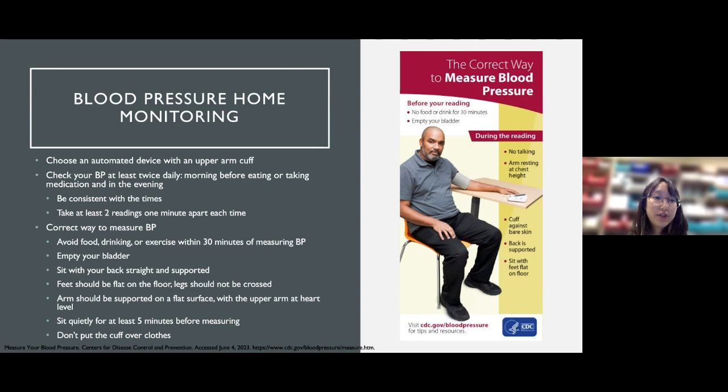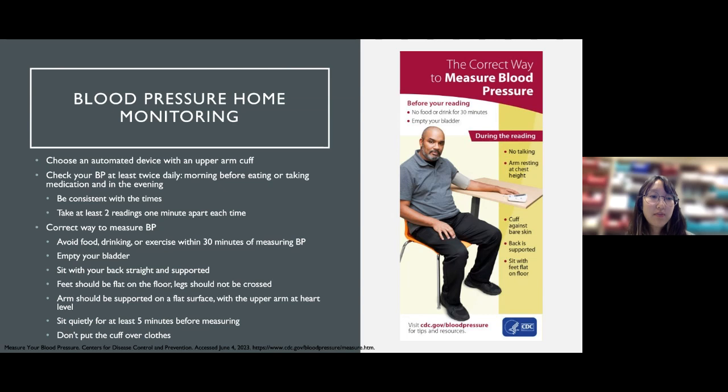Now, it's also important to monitor your blood pressure at home regularly just to make sure your medications are working and to make sure your blood pressure is well controlled. So, you want to make sure you choose an automated device that uses an upper arm cuff because these have been shown to be more accurate than other devices. And you want to check your blood pressure at least twice daily. So, once in the morning before eating or taking any medication, and once in the evening. And you want to be as consistent as possible with the times you check your blood pressure.